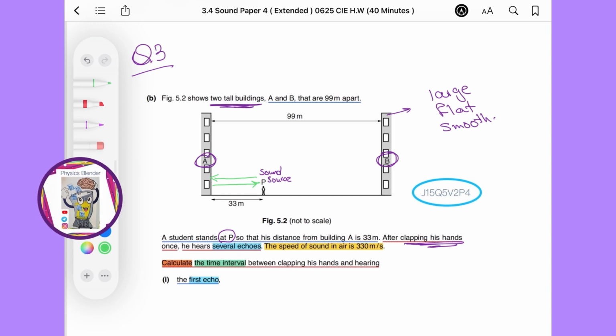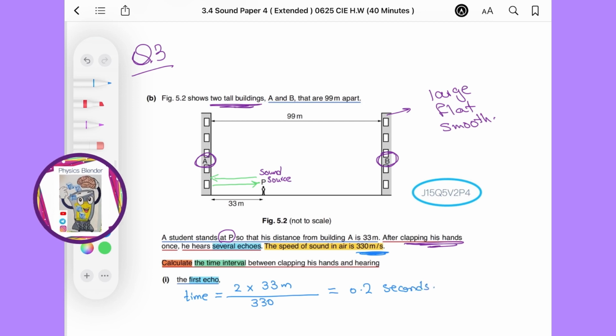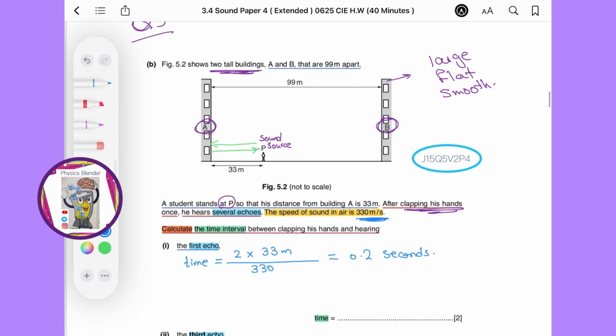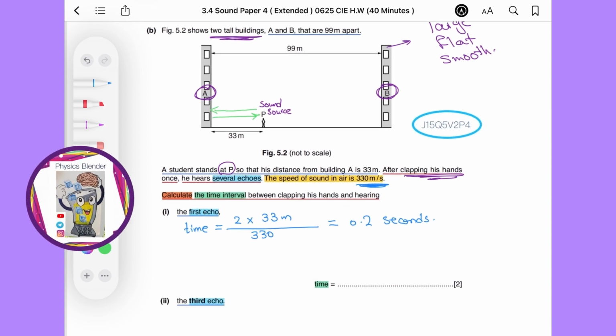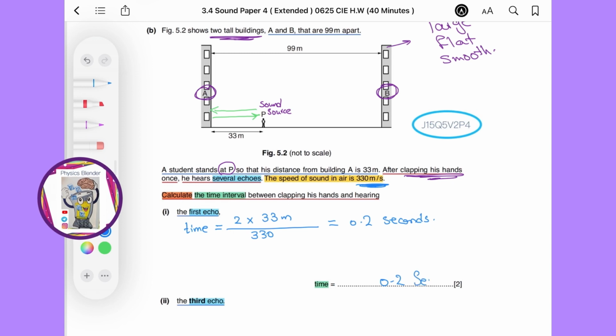So for the first echo, if you would like to calculate the time interval, time is equal to 2 times the distance, which is 33 meters, divided by the speed, which is mentioned, the speed of sound in air, 330. So the answer is 0.2 seconds. Is it clear? So this one is simple. You will write here 0.2 seconds.